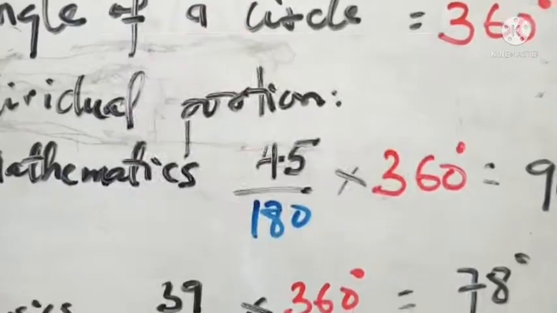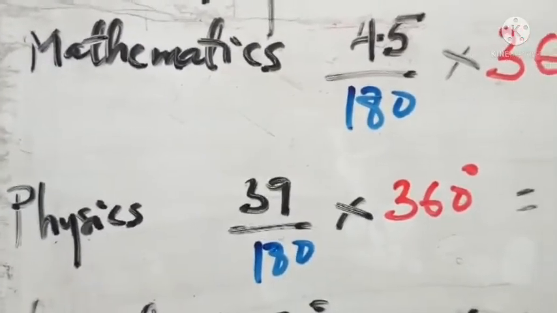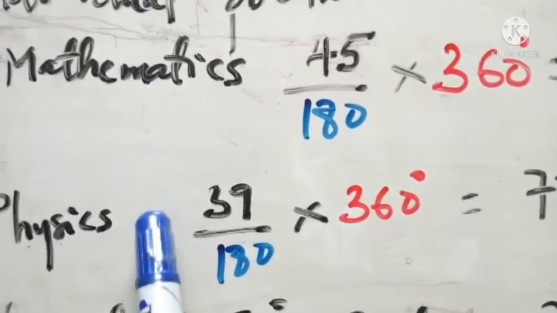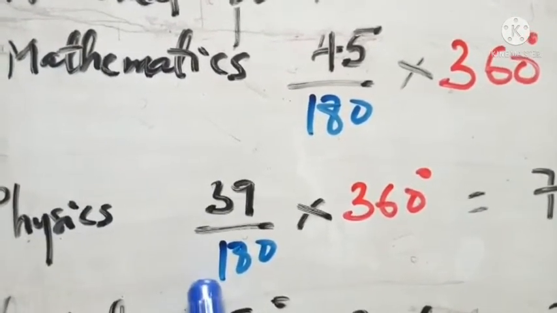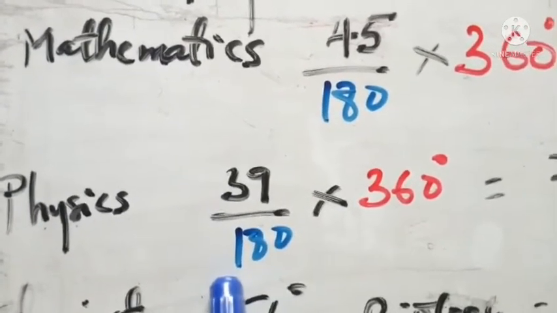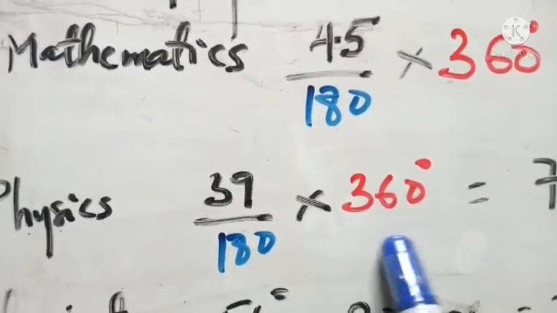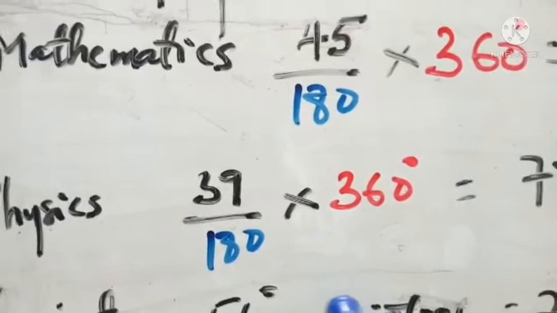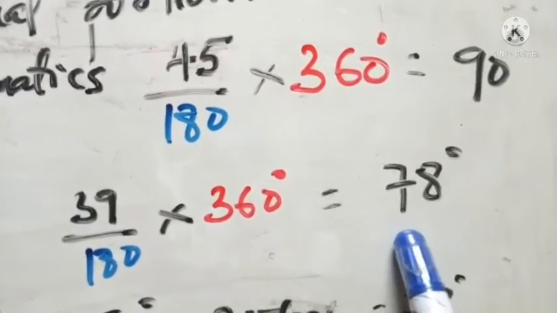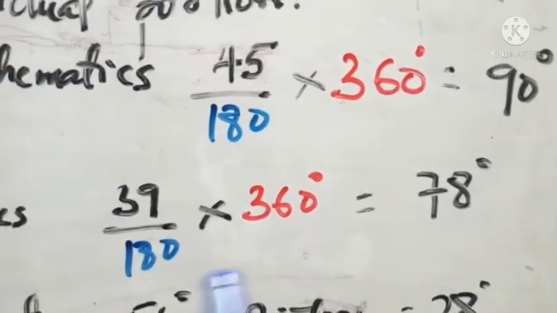So the same we have to calculate for each of the subjects, each of the items being given to you. So for the physics, we all know that physics students are 39, right? So 39, how many are they? They are 180 in all, right? So 39 out of the 180, is that okay? So multiply by what they are sharing. They are going to share 360 degrees. That's the pizza. Is that okay? When you do this calculation, you can see that they are going to take 78 degrees of the pizza. This is what belongs to the physics students.